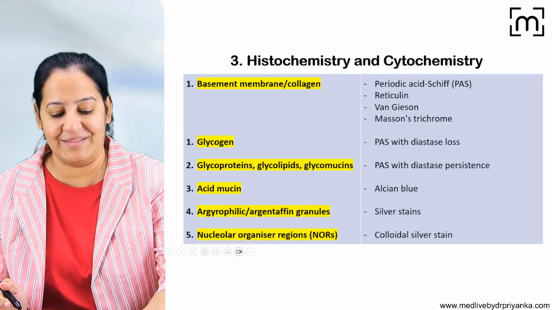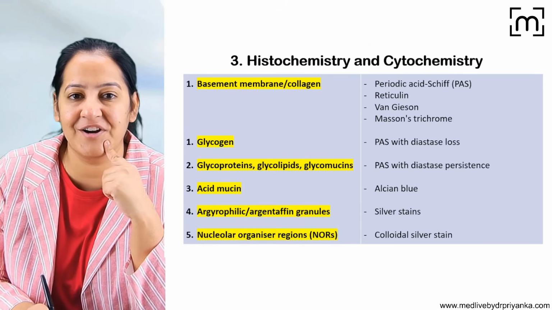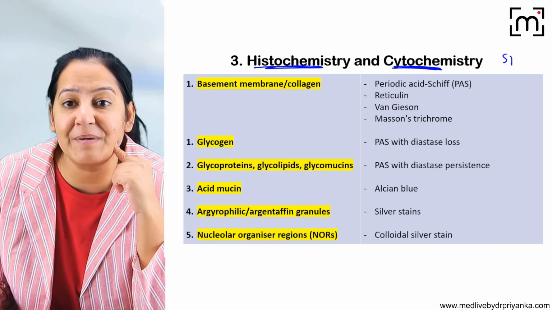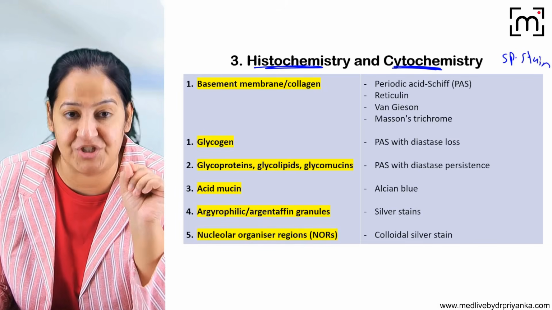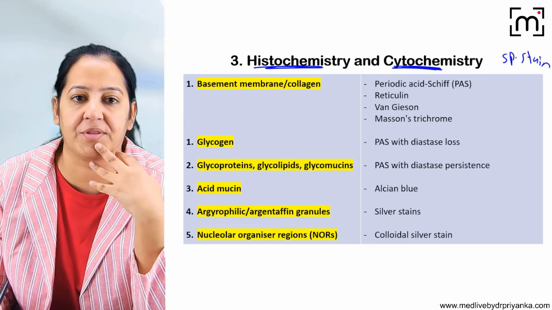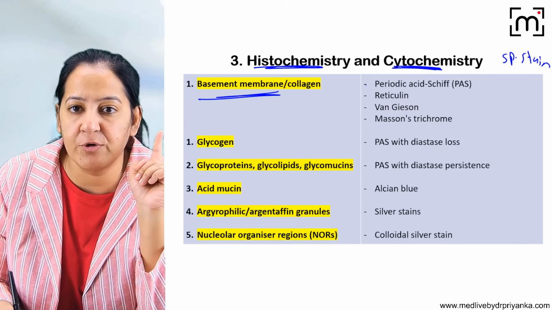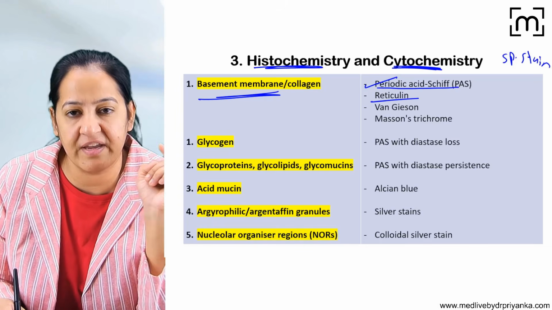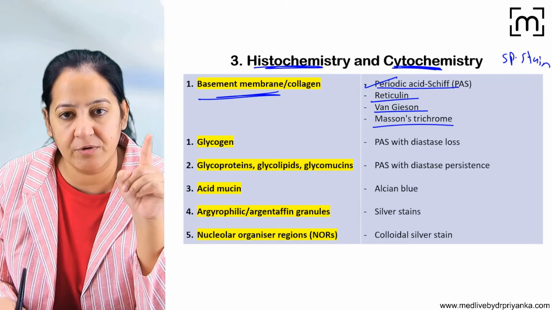So coming to the third method, till now we have completed two. The third method is histochemistry and cytochemistry. These are all special stains which stain special tissue. Sometimes you get a separate question on that. For staining basement membrane, we use PAS, periodic acid Schiff, or we can use reticulin, or von Gieson, or Masson trichrome.